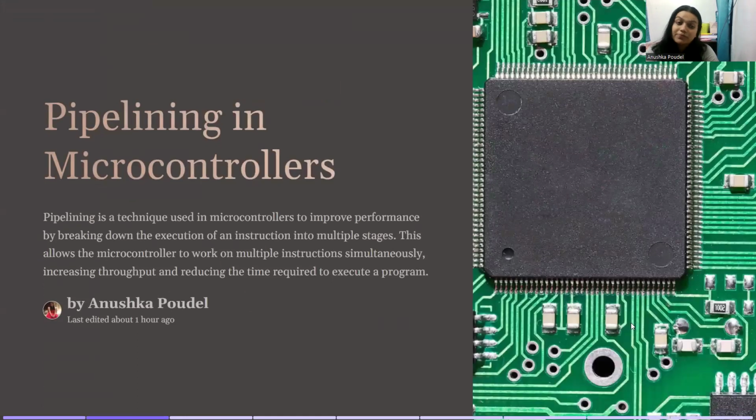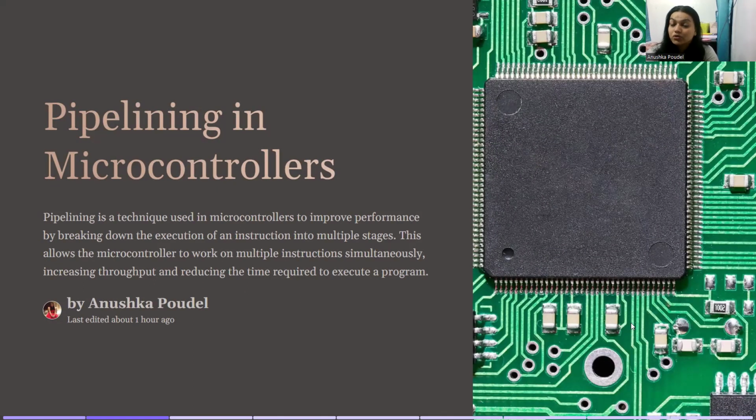Today we'll be discussing pipelining in microcontrollers. Let's understand what the technique of pipelining is. Pipelining is a technique used in microcontrollers to improve performance by breaking down the execution of an instruction into multiple stages. An instruction has several steps to be executed. When you break down these instructions into multiple stages and perform them simultaneously, you get pipelining.